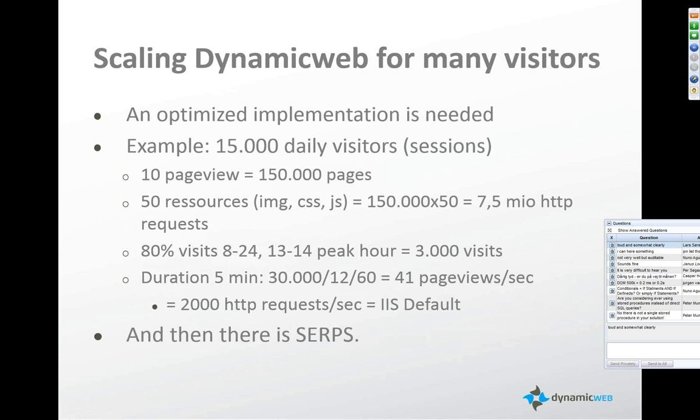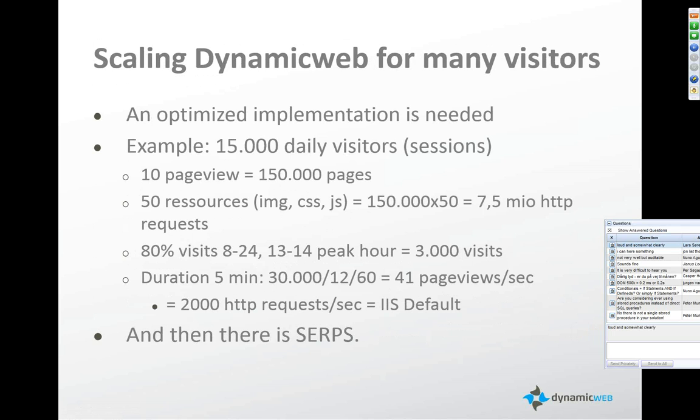So now we have a slide with a lot of numbers. Scaling Dynamicweb for many visitors. This is where things usually can go wrong. First of all, an optimized implementation is needed. So all the things we took a look at in the first part of this session, of course we need to take that into consideration, because if we don't do that, we're not going to scale anywhere to lots of visitors. So I have an example of 15,000 daily visitors or sessions on a website.